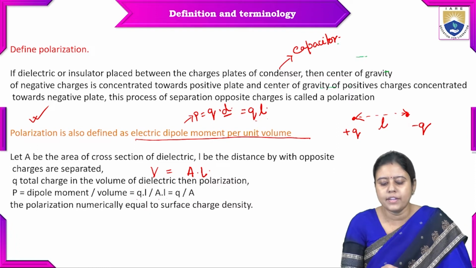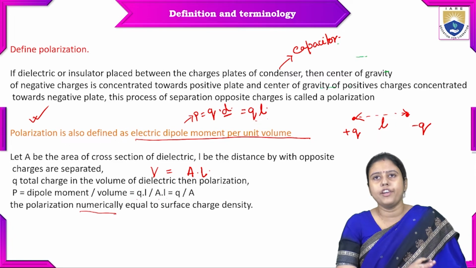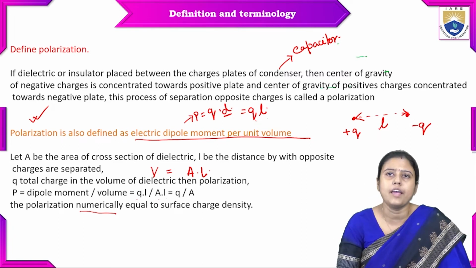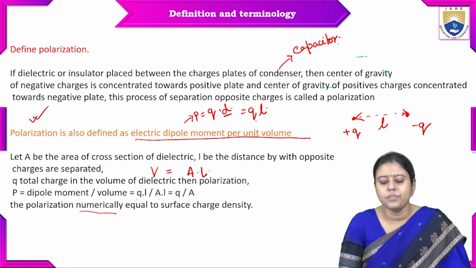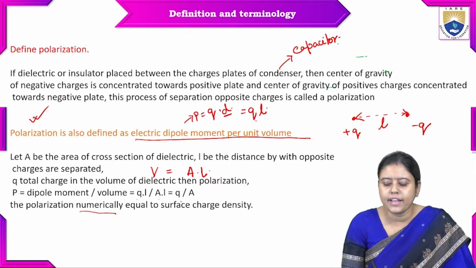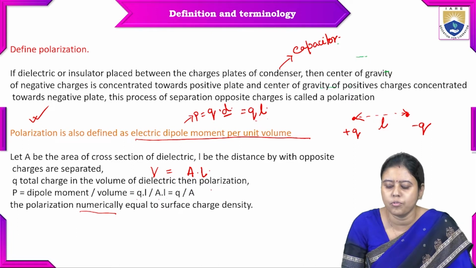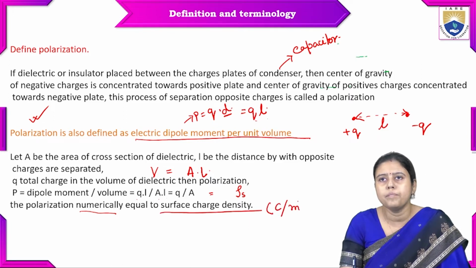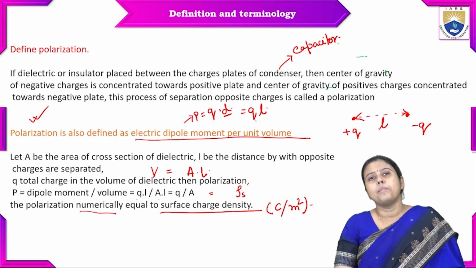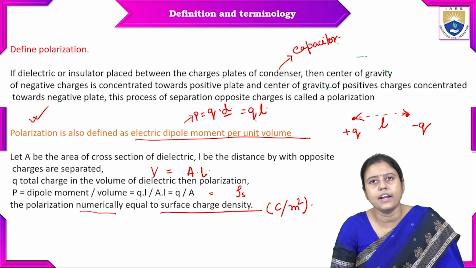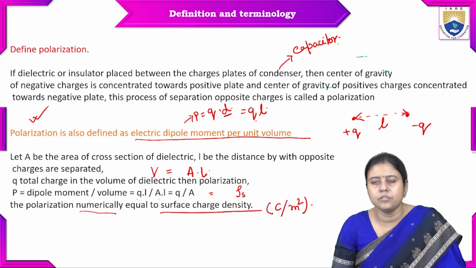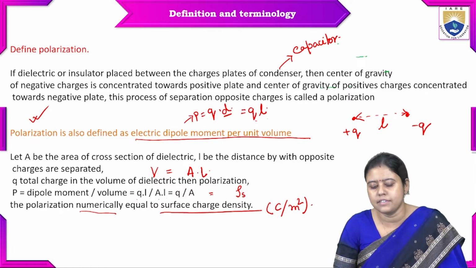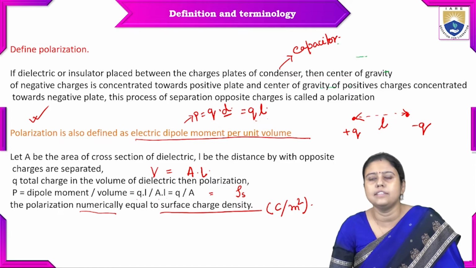The polarization, definition wise, is the electric dipole per unit volume. Numerically, we can say that it equals charge per area. So what is this? This is nothing but the surface charge density, and its unit is coulomb per meter square. So mathematically we can say that the polarization is nothing but the surface charge density.